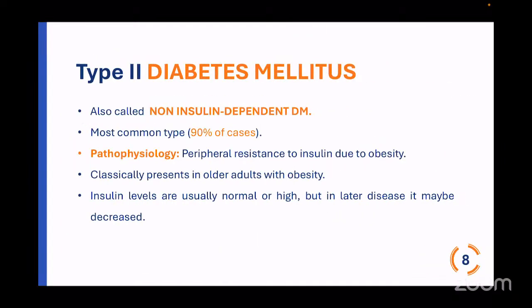The second type of diabetes is type 2, which is called non-insulin dependent. This is the most common type of diabetes. The pathophysiology is due to peripheral resistance to insulin. So the body produces insulin, but the body does not respond to the insulin. It classically presents in older adults with obesity. In this type of diabetes, insulin levels may be normal or high, but later in the disease, the levels can decrease because the pancreas will get exhausted due to chronic overstimulation.